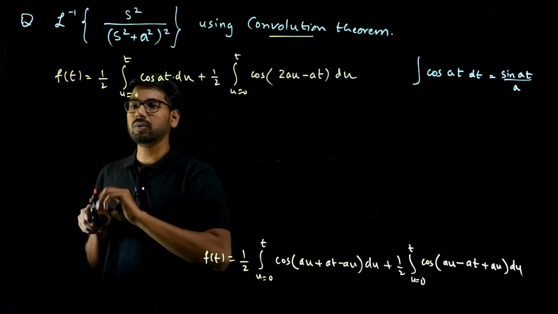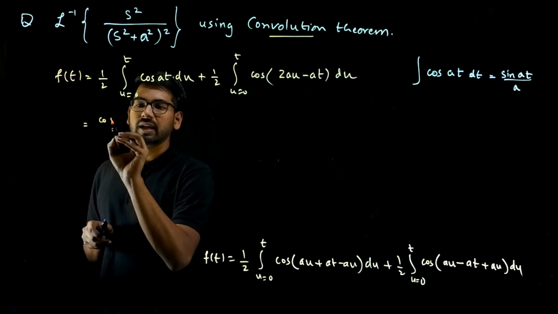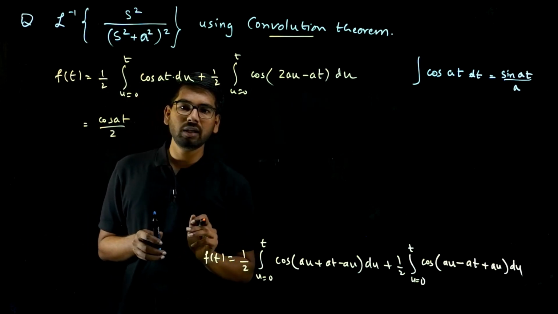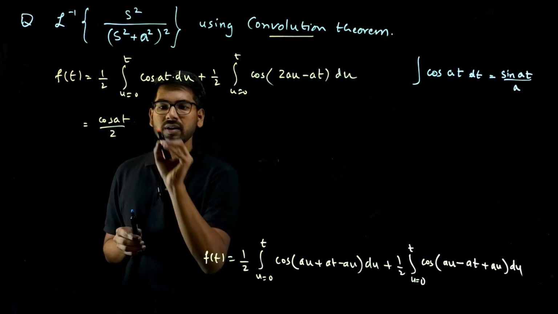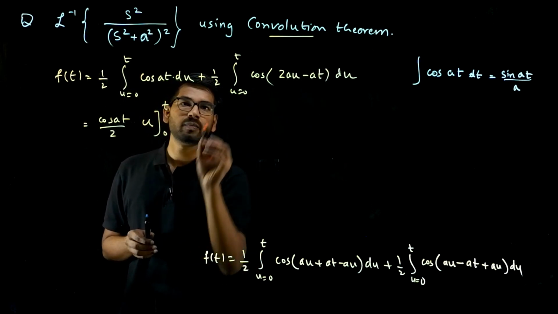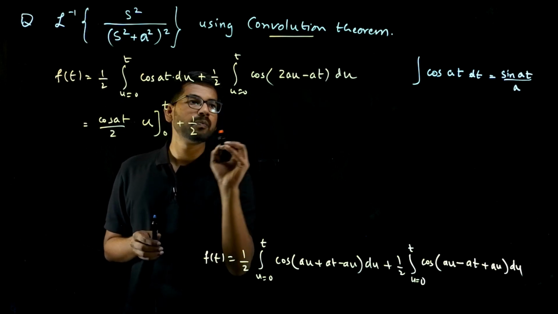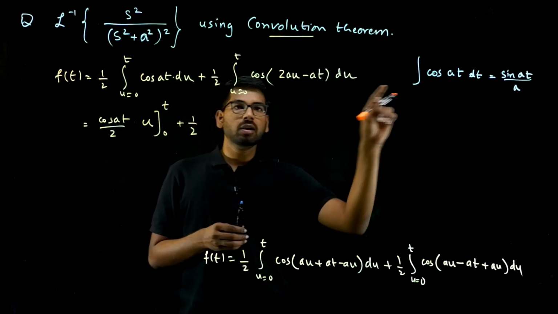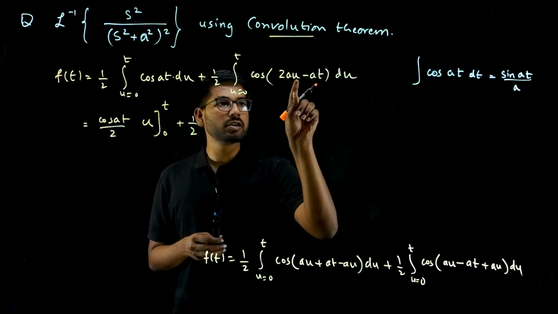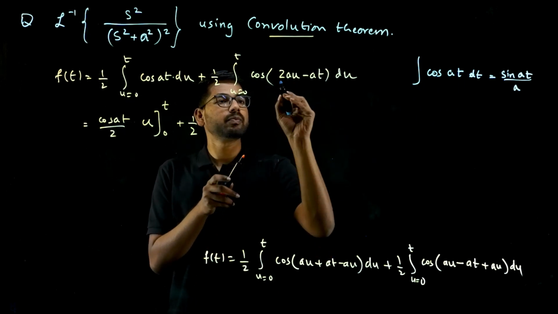So in this case we have to consider cos at as constant and keep it outside. So this is equal to cos at by 2 outside. What is integration du, integration 1 du? It's simply u from 0 to t limits. Again plus half. Here we have to use this formula. Here the coefficient of t is a, right? Here the coefficient of u is 2a.